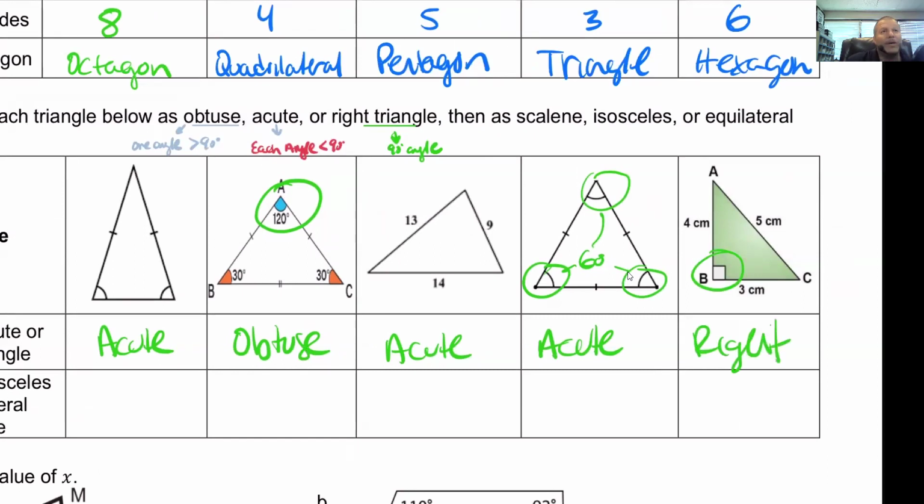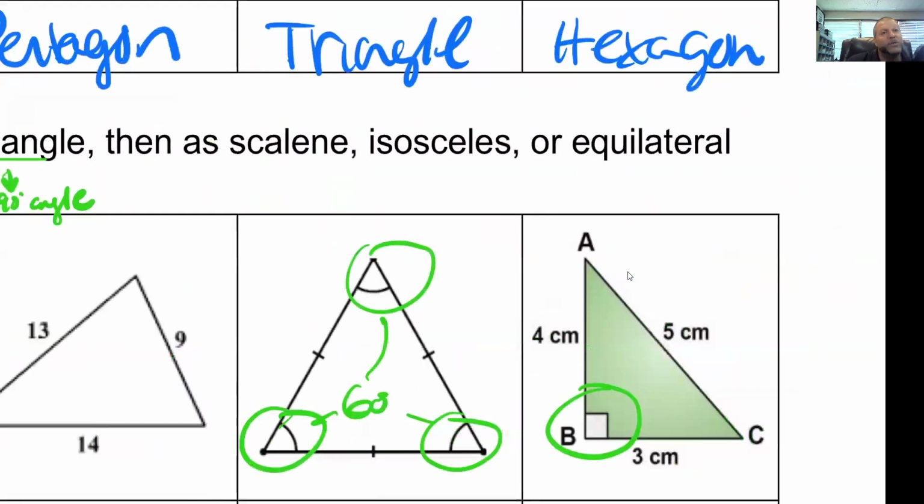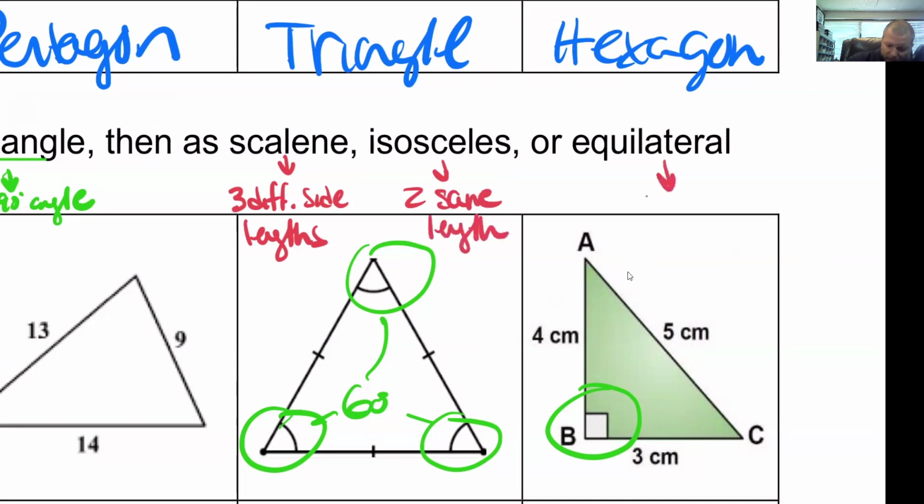Now the other words, scalene, isosceles, equilateral, deal with the number of equal sides. In a scalene triangle, there are 3 different side lengths. Put another way, there are no equal sides. In isosceles, there are 2 sides that are the same length. And in equilateral, there are 3 sides that are the same. Put another way, for an equilateral triangle, every side is the same length.